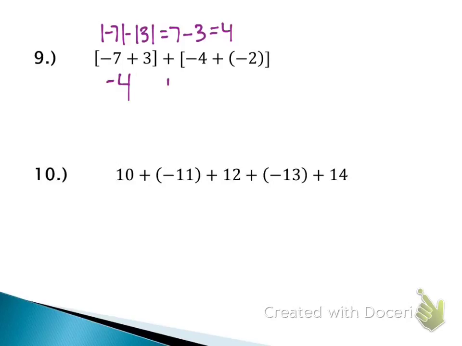Now we need to move on to the other set of brackets. These brackets are easier because they have the same sign that we're adding together. A negative plus another negative. So we add their absolute values and keep that sign. So I already know that this is going to be a negative number here. In order to figure out what number it is, I'm adding the absolute values of those two numbers.